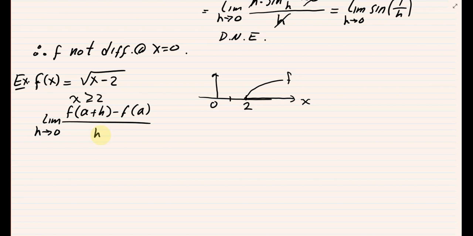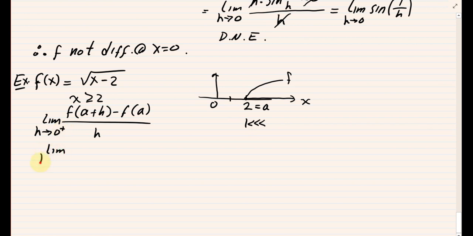Now, h can only go to 0. Remember, h is how far away from a you are, right? So 2 is where my a is. So h, for example, is a tiny distance over to the right. There is no function on the left side, right? So h cannot approach 0 from the left. There's no function to approach. Okay? So h must approach 0 from the right. So I'm just going to write 0 superscript positive.